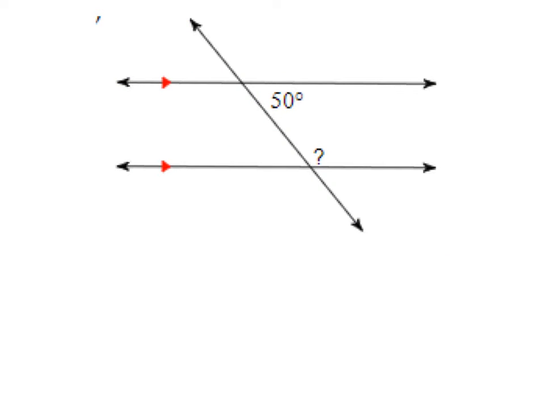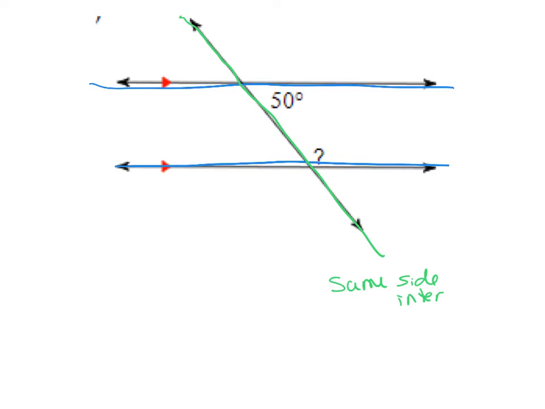Hit pause and you try this one. Same side interior. They're both on the same side of my transversal and they're both inside my parallel lines. I know same side interior angles are supplementary. They're going to add to 180. So 50 plus my unknown angle is 180. Subtract 50 from both sides. My unknown angle is 130 degrees.